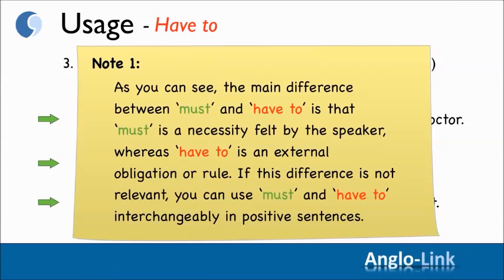So, as you can see, the main difference between must and have to is that must is a necessity felt by the speaker, whereas have to is an external obligation or rule. If this difference is not relevant, you can use must and have to interchangeably in positive sentences.